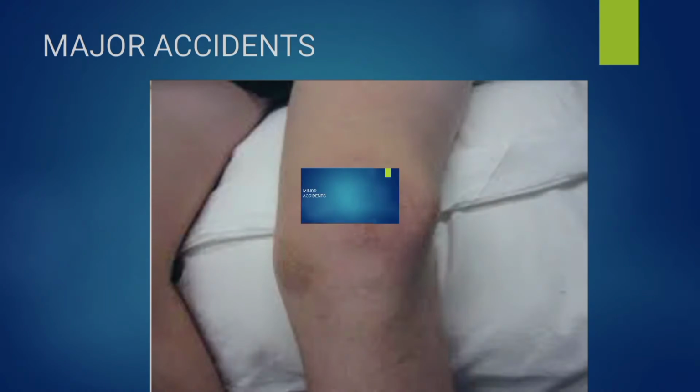You have dislocation of hip, spine, or the knee. Fracture is there. Loss of sight, acute illness, then also burning leads to unconsciousness. Now let's look at minor accidents.